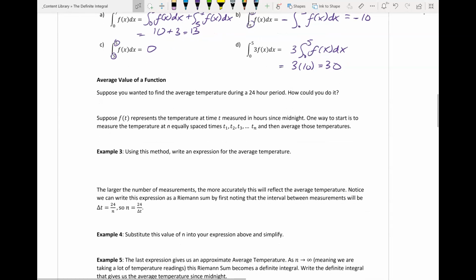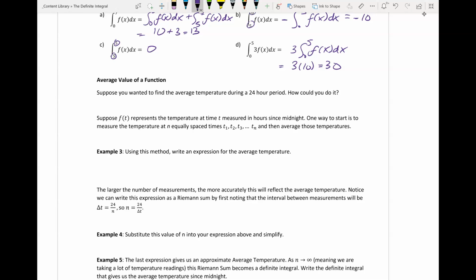Okay, so the next thing we're going to look at is average value, and average value of a function in particular. So suppose we want to find the average temperature during a 24-hour period. How do we do something like that? Suppose we have an f of t that represents temperature, and the t is time. Then measure the temperature at equally spaced times, n of them: T1, T2, T3, all the way to Tn.